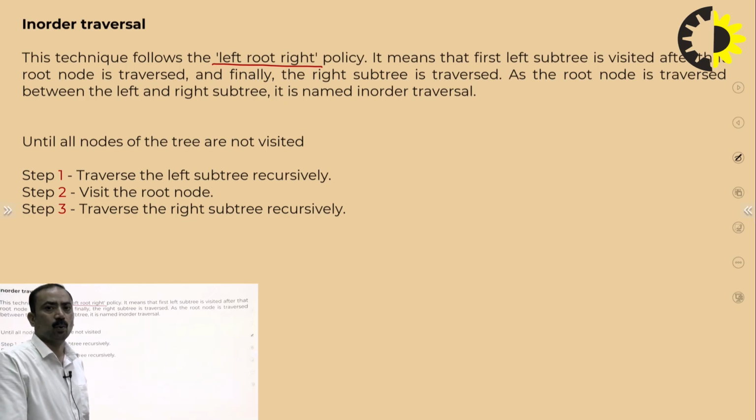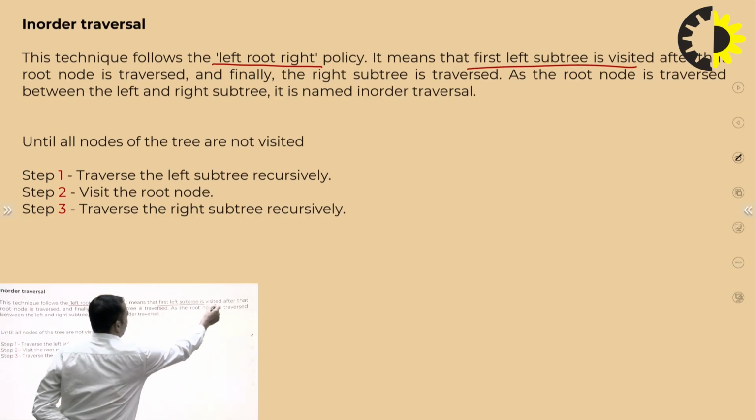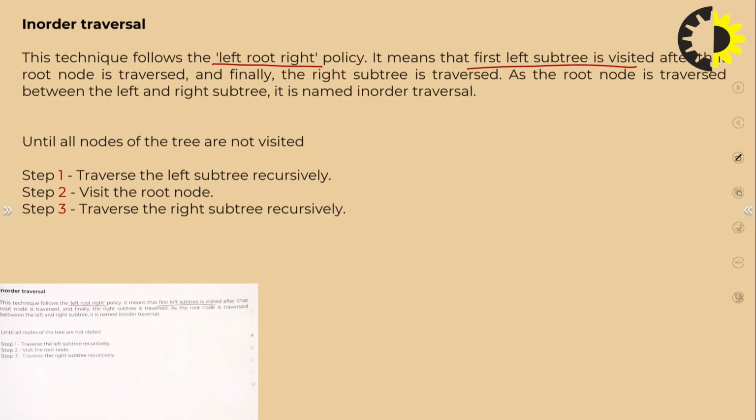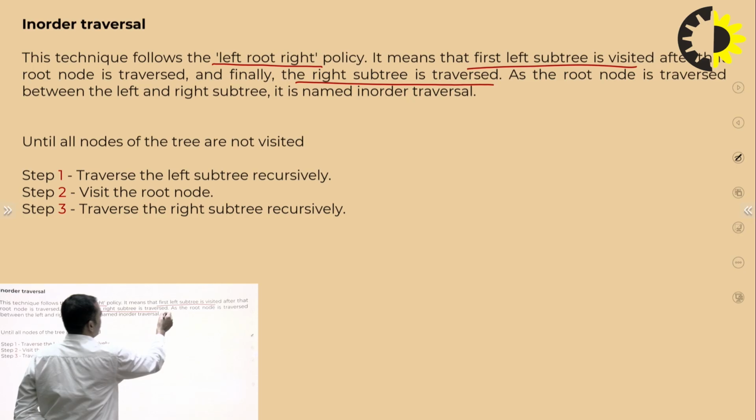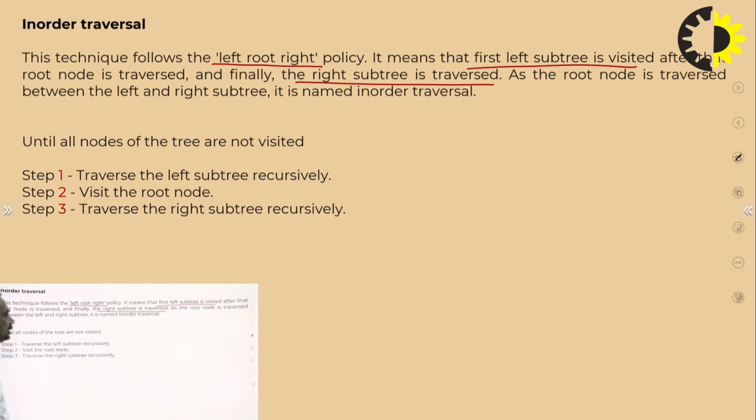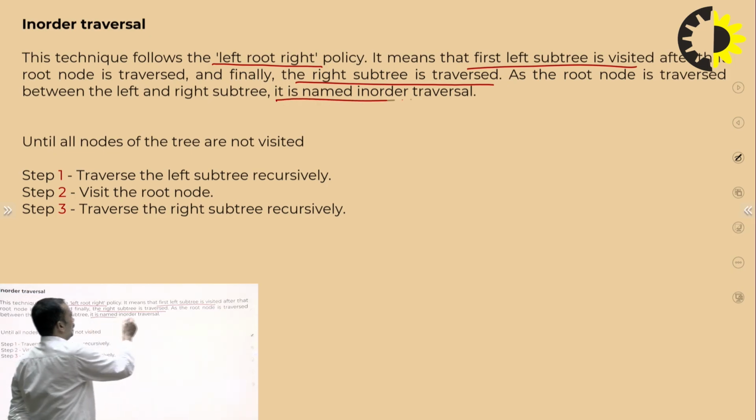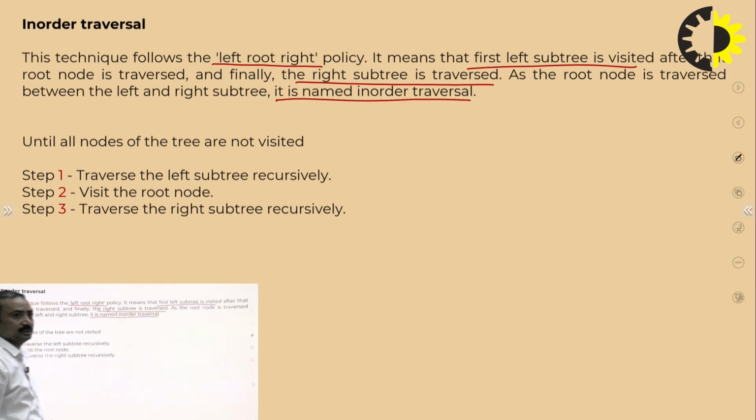Left, root, right policy. It means the first left subtree is visited. After that, the root is visited, and then the right subtree. So first left, then root, then the right subtree is traversed. As the root node is traversed between the left and right subtree, it is named in order traversal.